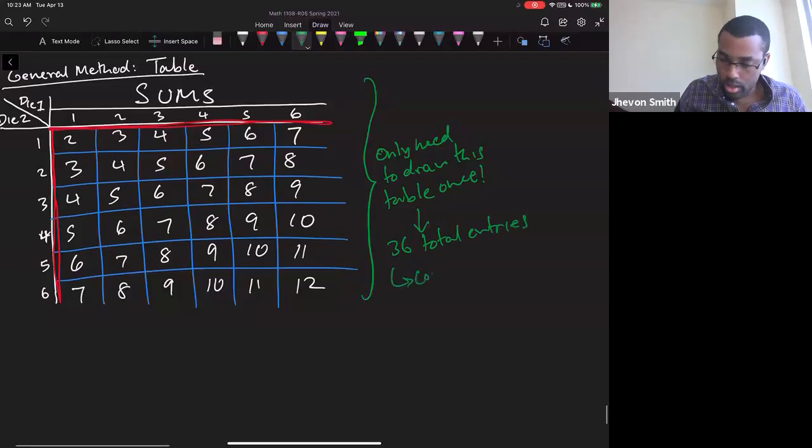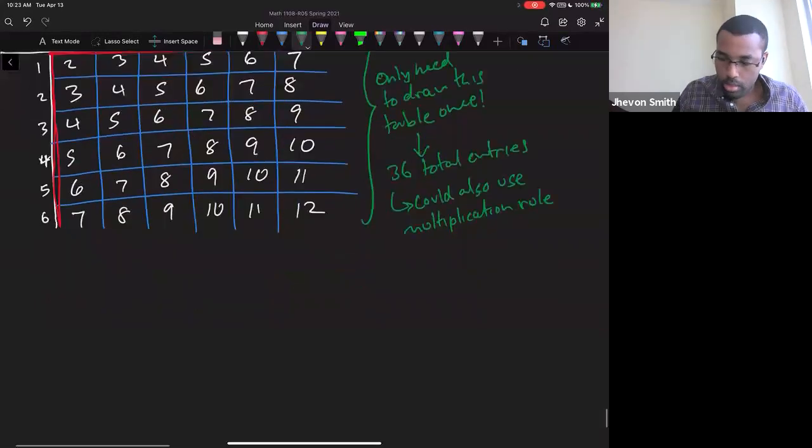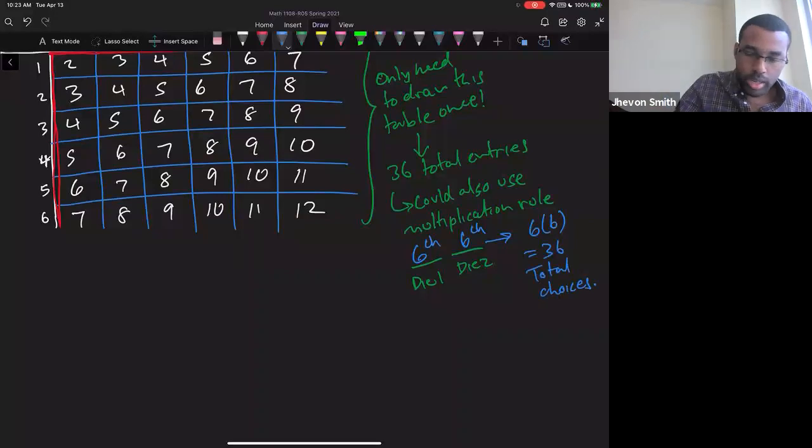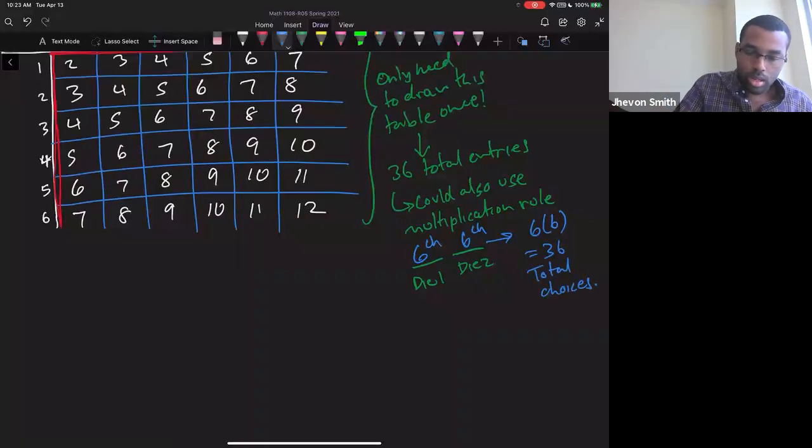We could also use the multiplication rule to get the die 1 and the die 2. You would have 6 choices here, 6 choices here, which leads to 6 times 6, 36 total. So a bunch of ways you could figure that out.